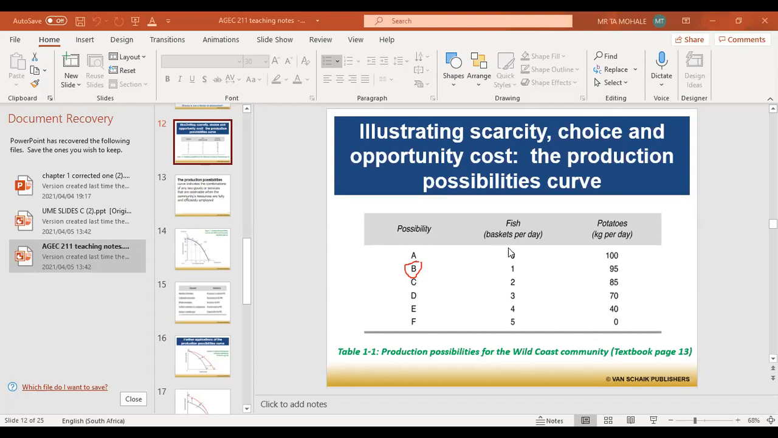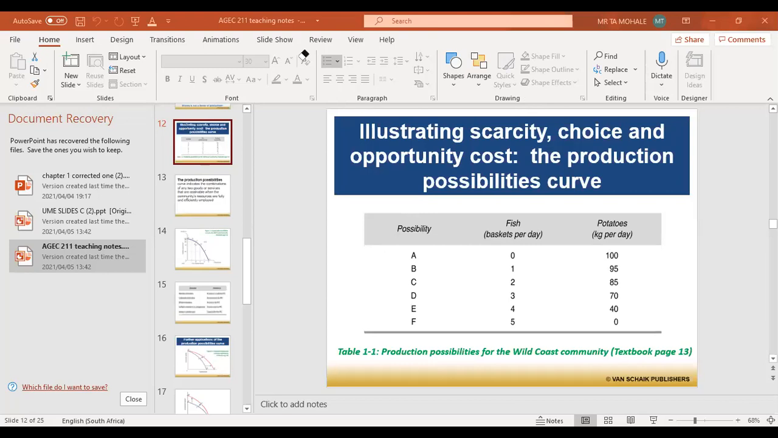So you understood the combination parts. Now I'm introducing another one. If you did not understand the combination part, you are going to fail. So now let's calculate for one product. If they say, what is the opportunity cost of producing 3 baskets of fish per day?